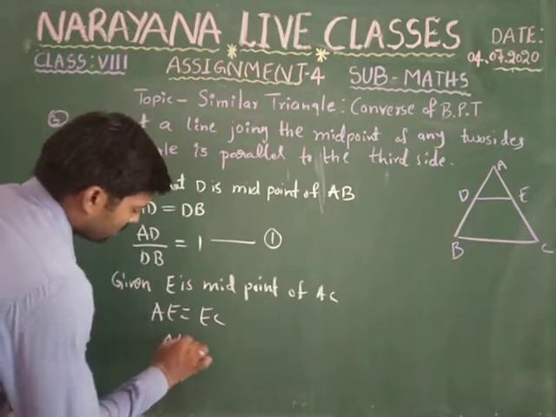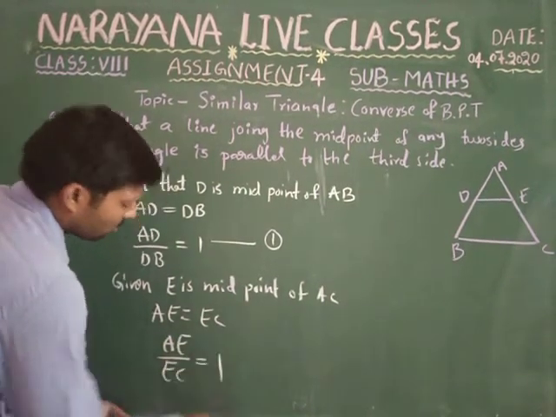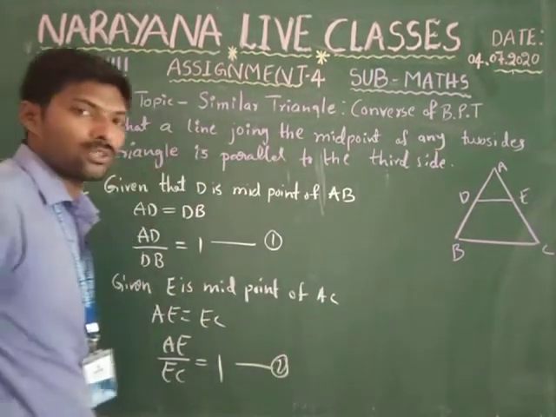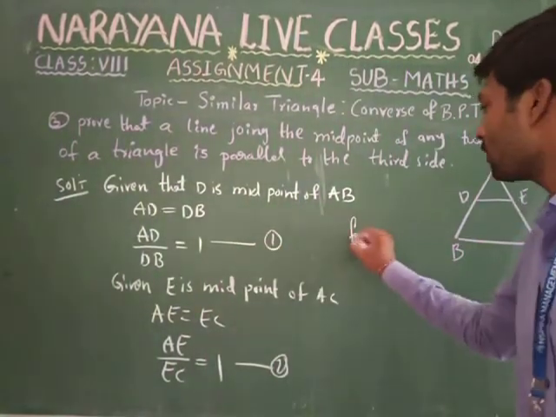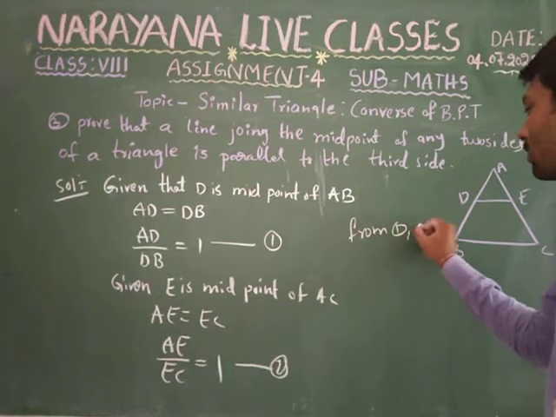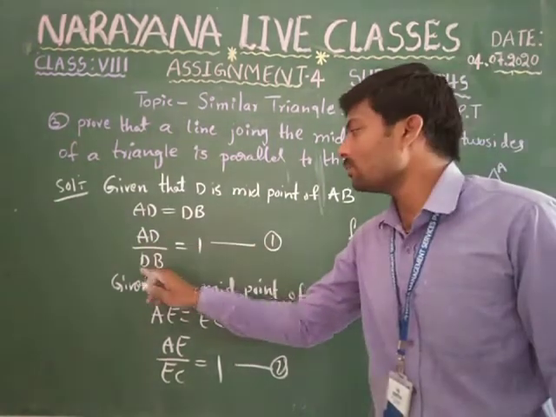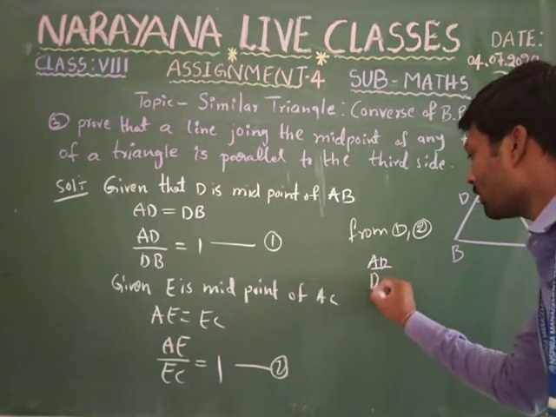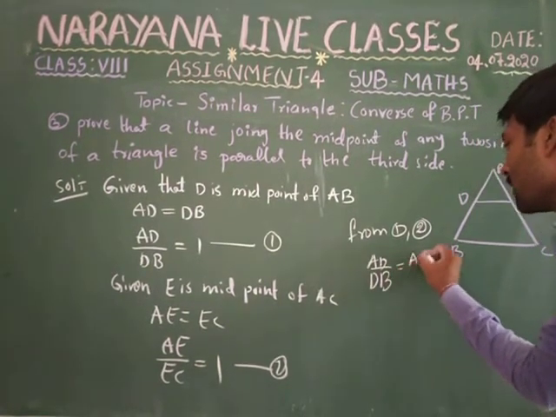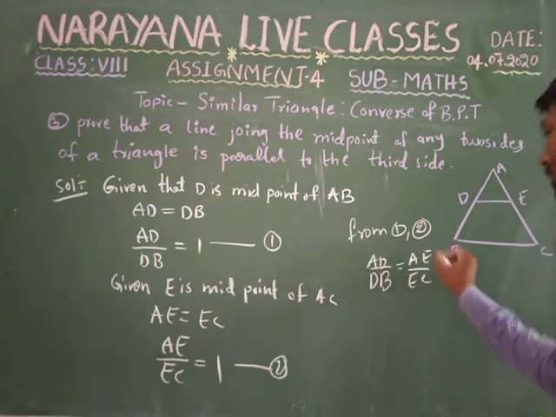The same way, how can we send this EC to the denominator of the LHS part? Can we write it like this? AE by EC is equal to 1. Let's take this as equation 2. From equations 1 and 2, I can write AD by DB is equal to AE by EC.